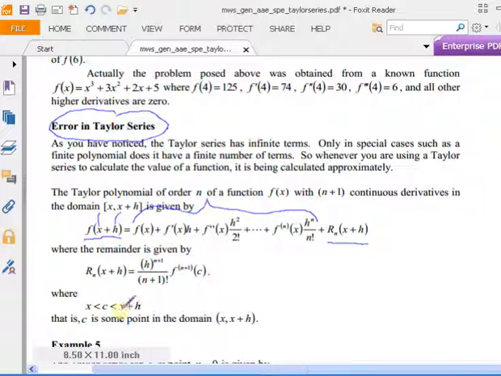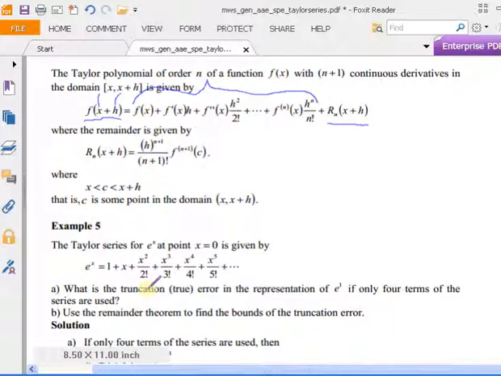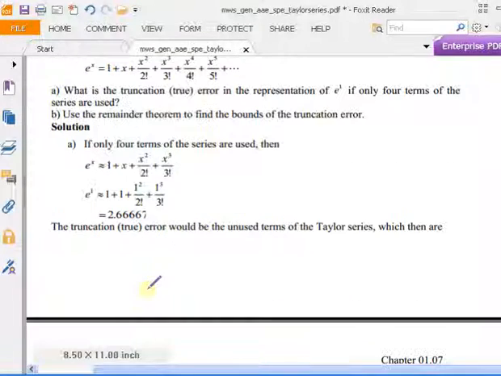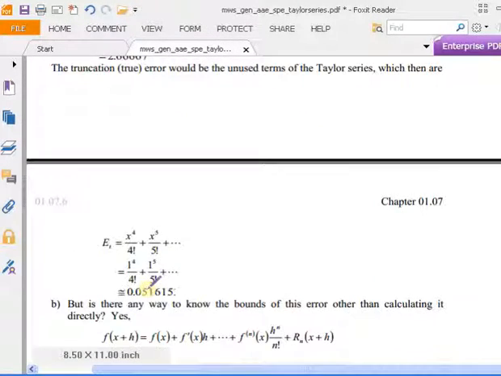Now, you may wonder, if you don't know which point this is, why is this useful? Well, if I know the derivative on the entire interval is less than a certain value, then that means I can give a bound on this error. I can say the error is less than something. Now, you can read this example here, how he bounds the error.